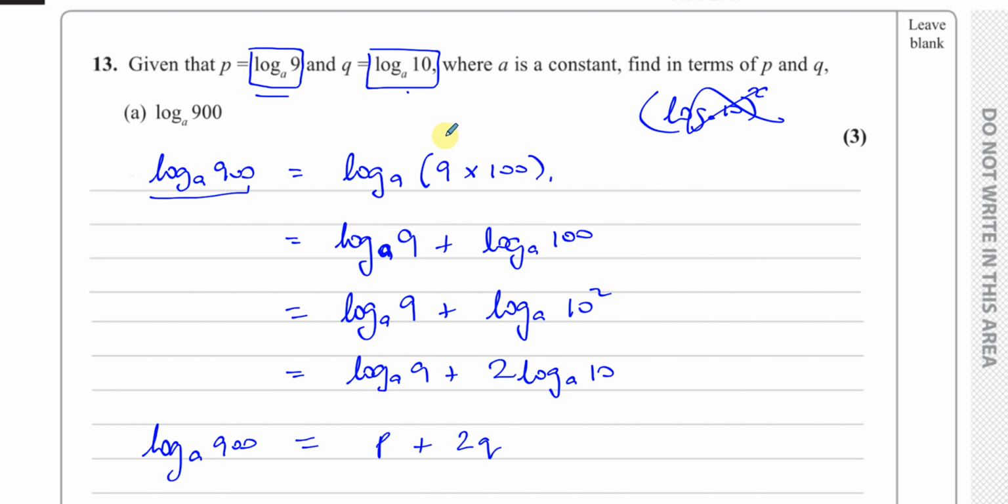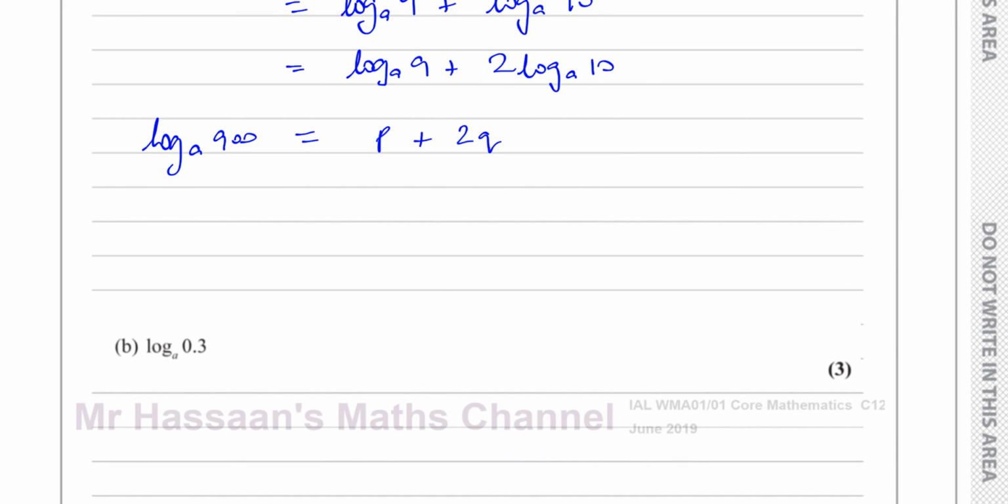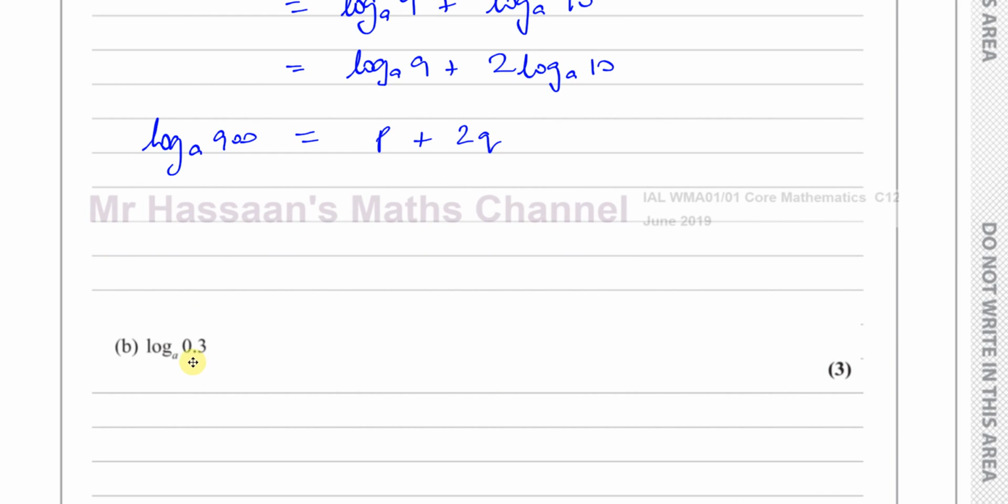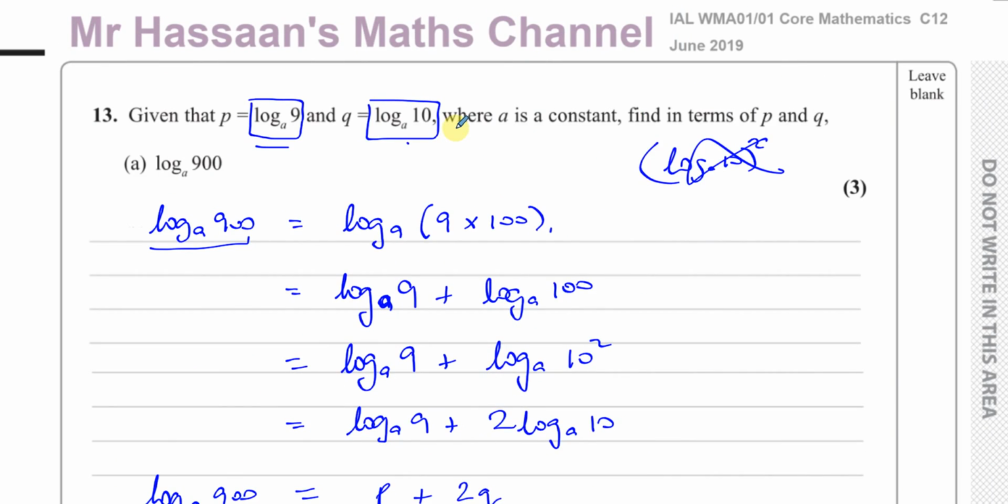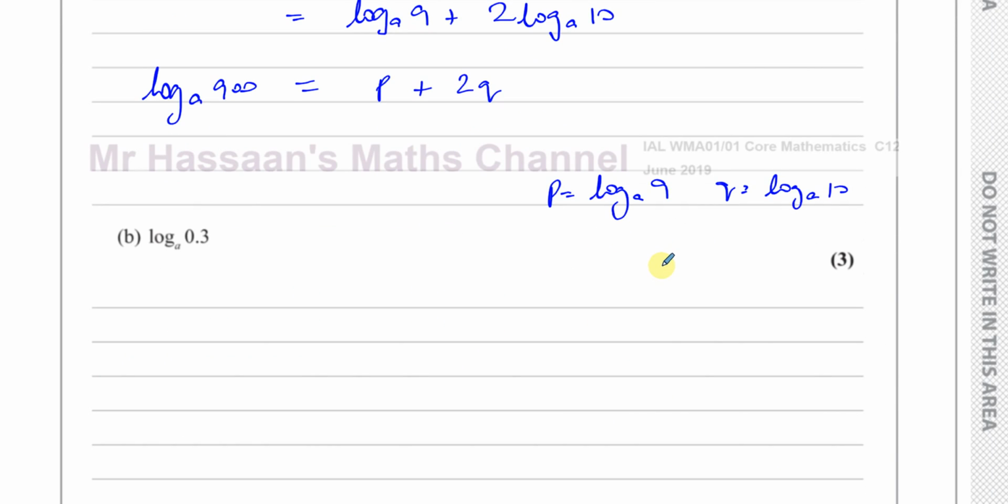Okay, so for part B, very similar. We start off with log to the base A of 0.3. So remember, we know that P is equal to log to the base A of 9 and Q is log to the base A of 10. That's what we were told. So we have to break this up into something involving log to the base A of 9 and log to the base A of 10.